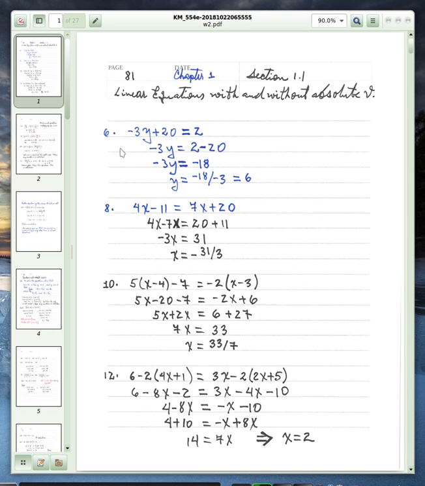That means we have to end up having y by itself. Now, how do we solve this? Well, first we need to get rid of 20, so we subtract 20 from both sides. When we subtract 20 from the left, it disappears and we just have negative 3y left. And when we subtract 20 from the right side, it will be 2 minus 20, which is negative 18.